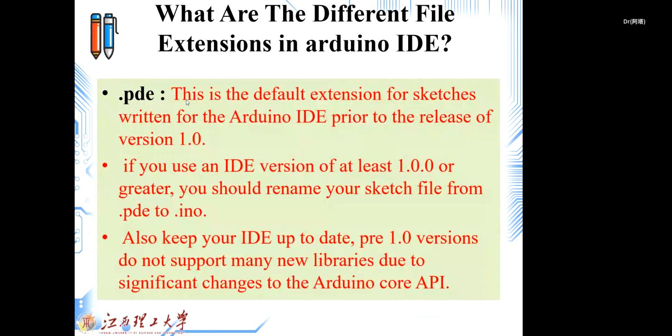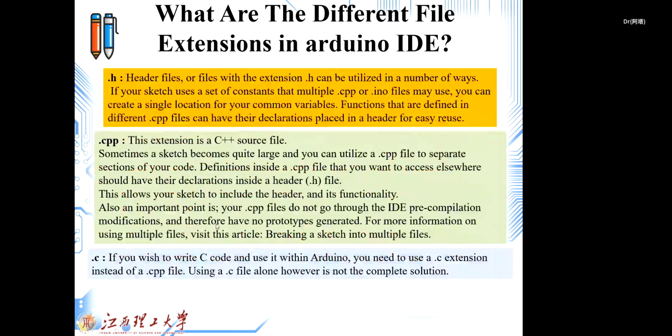.pde is the default extension for sketches written for Arduino IDE version 1. And if you use a later version of Arduino IDE, you should rename it to .ino. Also, my advice is that you always keep your IDE updated. The .h extension is for header files, something like the libraries that we have in the C language.